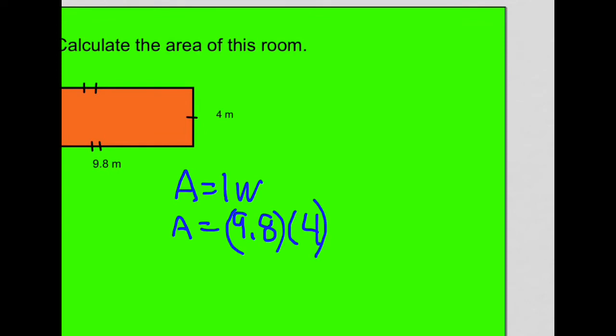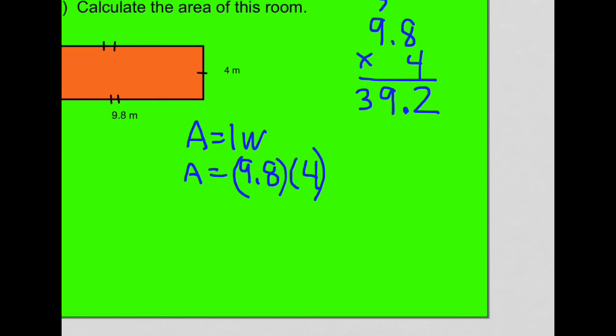I don't know what that is, so I'm going to go over here to some scrap paper, and I'm going to do a little multiplication. 8 times 4 is 32. I'm going to write down the 2 and carry the 3. 9 times 4 is 36, plus 3 is 39. Now in the question there is 1 decimal spot, so in the answer I need to have 1 decimal spot. So that means the area of this rectangle is 39 and 2/10.